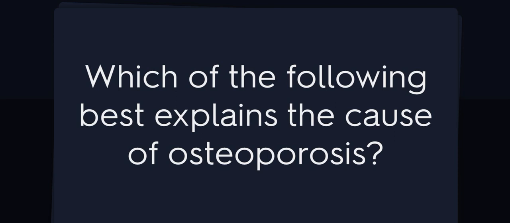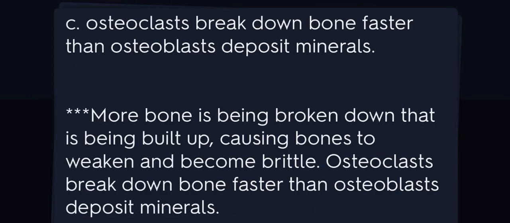Which of the following best explains the cause of osteoporosis? C. Osteoclasts break down bone faster than osteoblasts deposit minerals. More bone is being broken down than is being built up, causing bones to weaken and become brittle. Osteoclasts break down bone faster than osteoblasts deposit minerals.